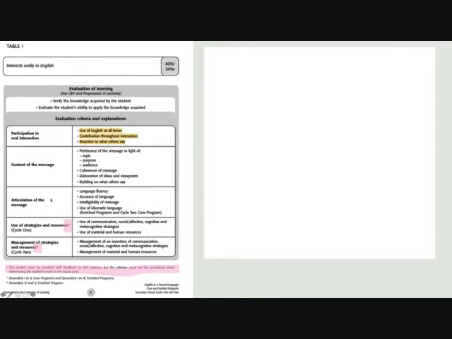Content or articulation of the message: are you having trouble pronouncing? Practice at home. Find opportunities to practice outside. You know, that kind of thing. So we give them feedback on the way they use their strategies and resources, but not a grade.